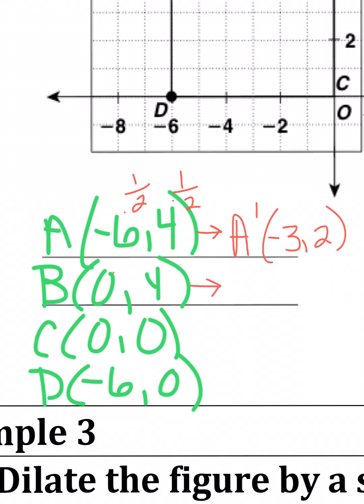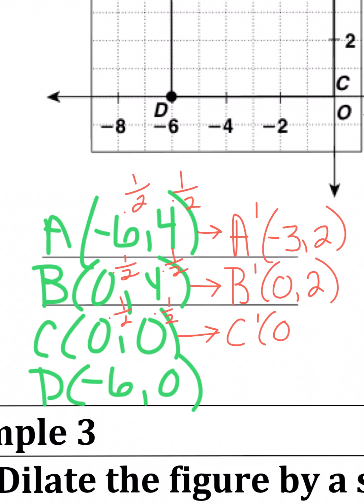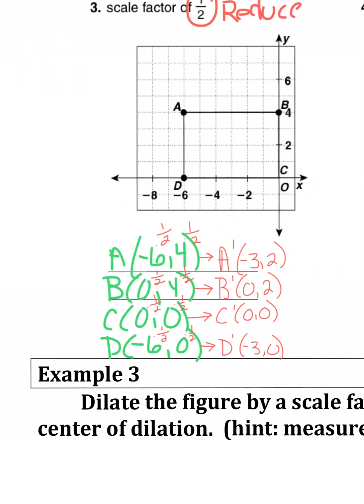B prime, I'm going to do the same thing. I multiply the original coordinates of B by 1/2, and I see that B prime is going to be 0, 2. 0, 0 multiplied by 1/2 is just going to stay 0, 0. So C prime is still at the origin. You'll see how that looks in a moment. And then D, when I multiply both coordinates by 1/2, I'm going to find that D prime is going to be -3, 0.